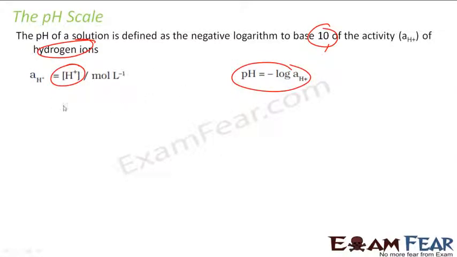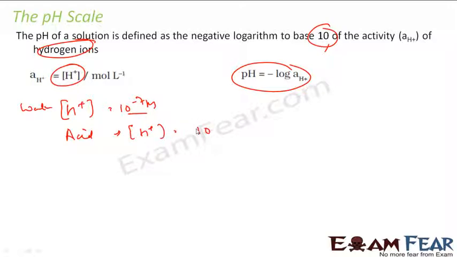As I told you, the H plus ion concentration in water is 10 to the power minus 7 mole. Right? And let's suppose we have some acid. In some acid, the H plus ion concentration is, let's suppose, 3 into 10 to the power minus 2 mole. Writing these things is very difficult, right? 3 into 10 to the power minus 2 is a very complex thing.